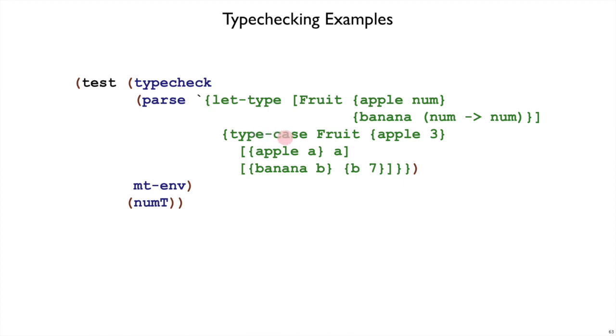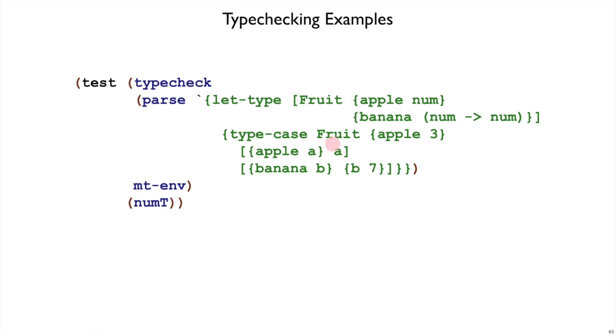To check a type case, it needs to make sure that this name, this type name fruit, is defined. And then it also needs to check something about this expression and the right-hand side expressions. Now, when we run this, we know that apple 3 is going to cause it to match this case and return the number 3. So this numt result is consistent with what we expect.